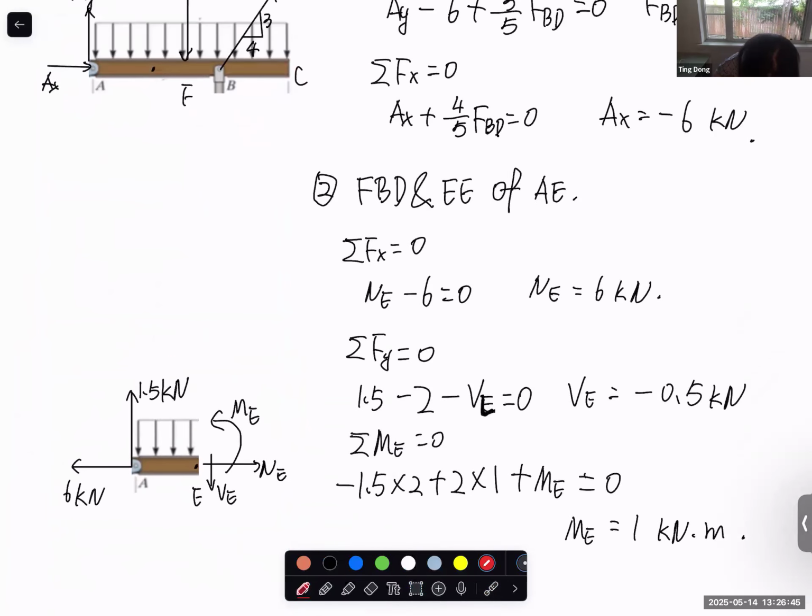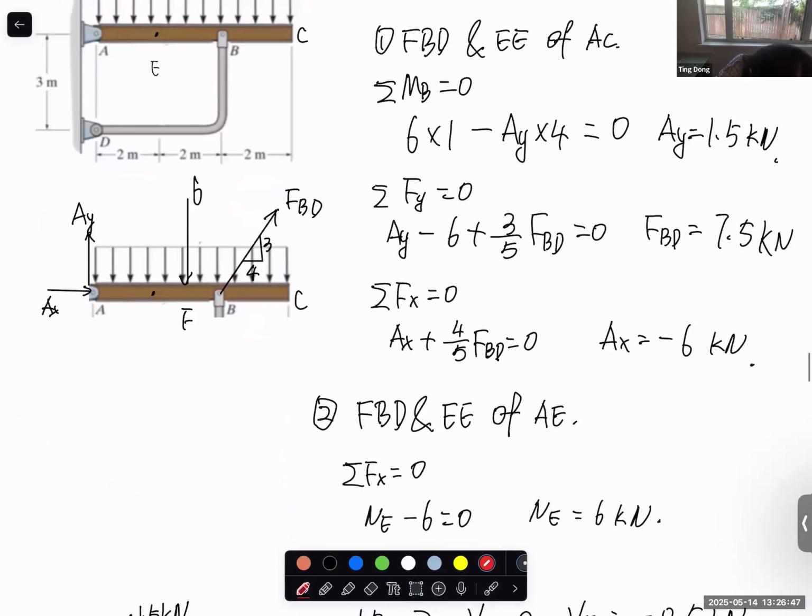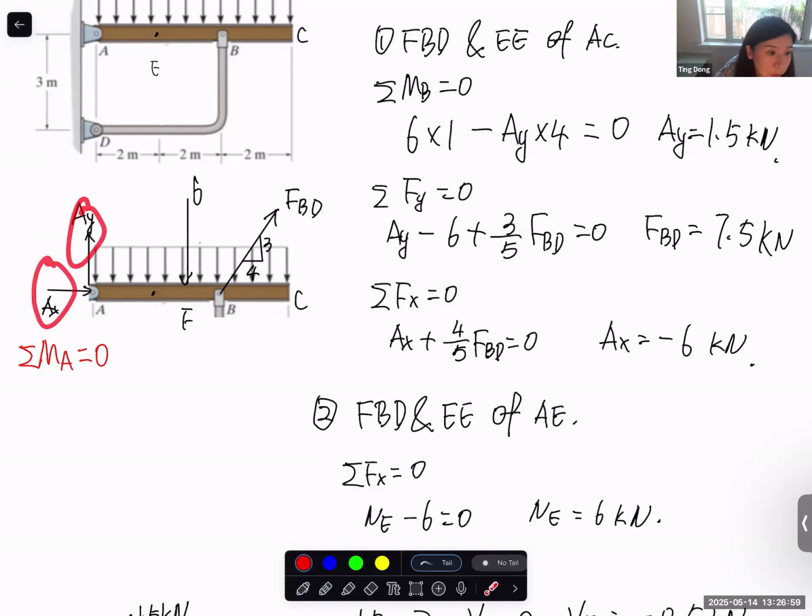Let's say if we want to write the moment about point A equal to 0 for the AC section, then of course this part is gone. This part is gone because it's a force applied at point A. It passes through A, moment arm 0. So we need to consider this concentrated force. This is 6, and the moment arm is 3 meters and it's clockwise, so it should be negative 6 times 3.